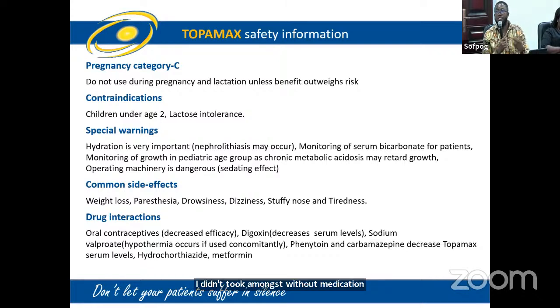I think common side effects, like I said, are weight loss, paresthesia, drowsiness, and dizziness. And it is contraindicated in pregnancy, as well as children under age 2 and patients who are also lactose intolerant.